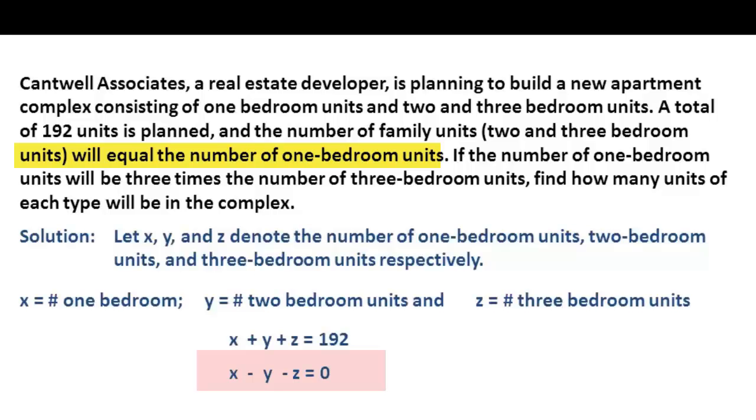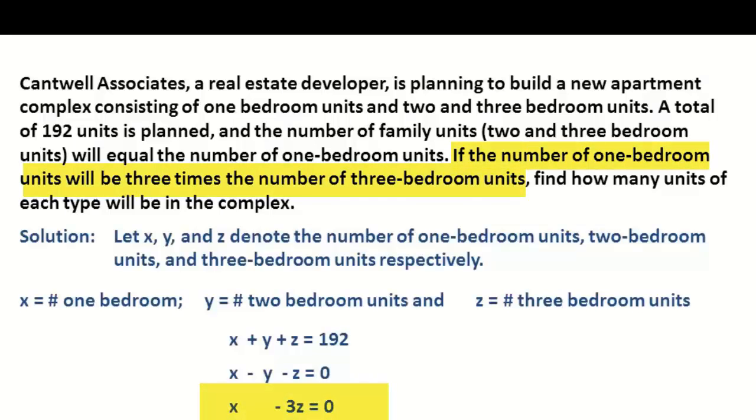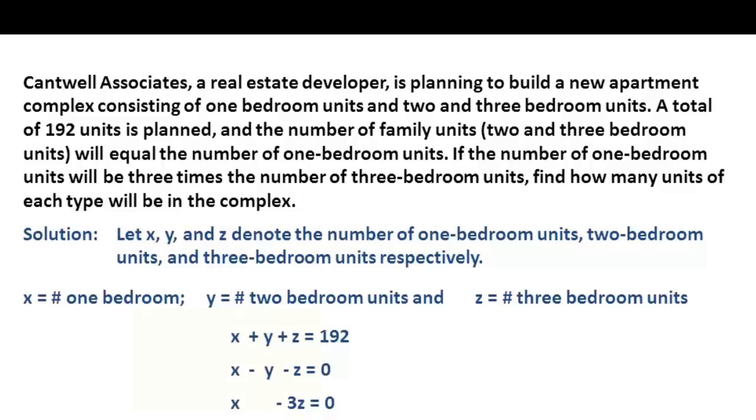So we could translate to say if we had the number of one-bedroom units, we subtract the number of 2-bedroom units and then subtract the number of 3-bedroom units. Since X is equal to the total number of Y plus Z, we get X minus Y minus Z equals 0. And finally, the phrase that says the number of one-bedroom units will be 3 times the number of 3-bedroom units: if we took X and subtract 3 times Z, which is the 3-bedroom units, we should get 0 as well. Well, once we have our 3 equations, we can make up an augmented matrix.